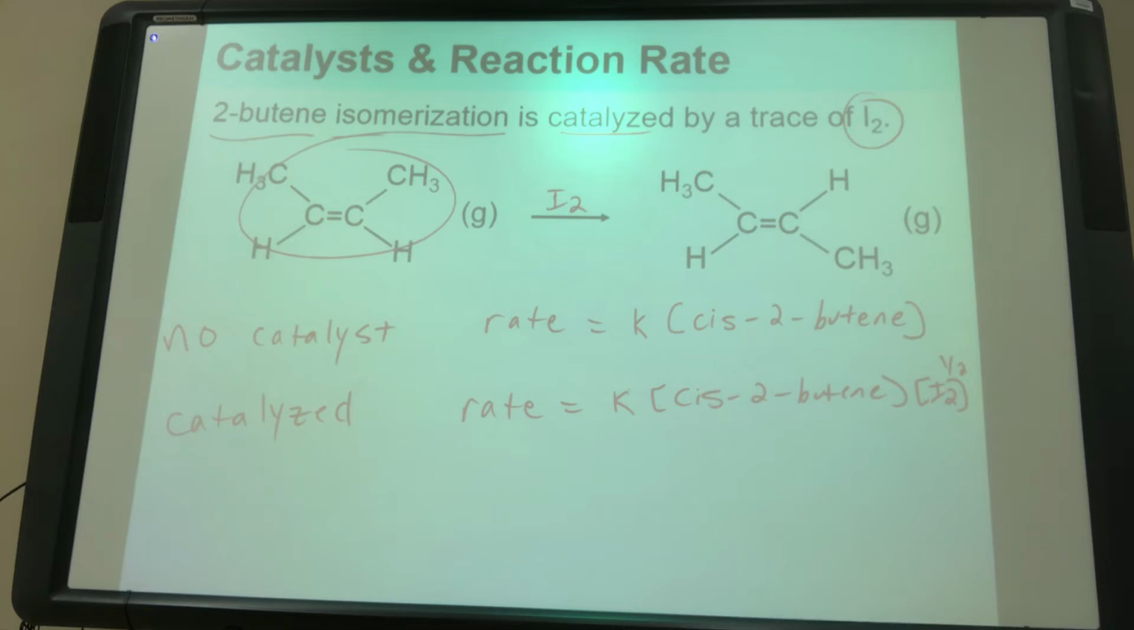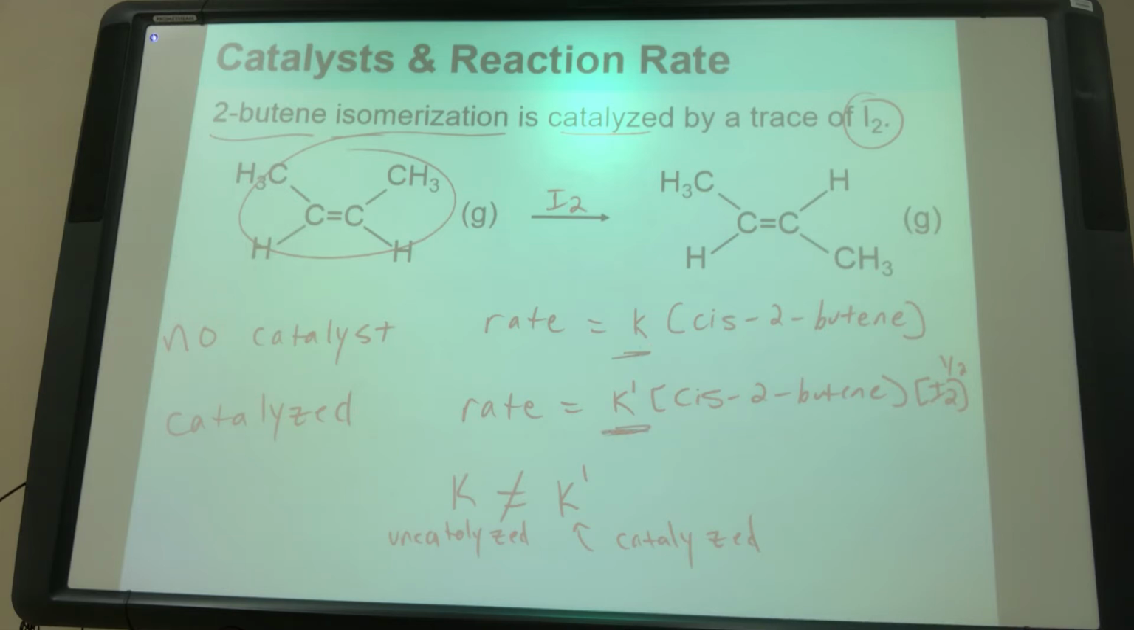Also, you're gonna see that the K is a K prime. So this little line is a prime. Instead of it being just K, it's K prime. The reason is because this K is not the same as this K. So the uncatalyzed is not the same as the catalyzed because we said that I2 changes my rate. And remember, we can talk about K's in relation to the rate.